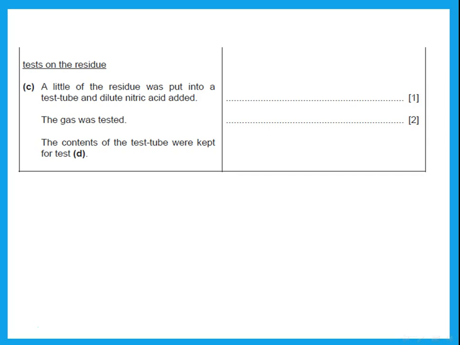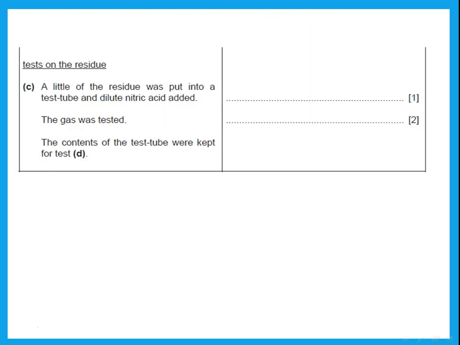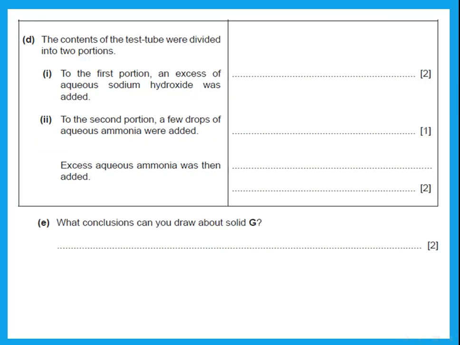Okay, test on the residue. Now the residue, I'm going back again and seeing the residue was copper carbonate, right? Yes, the residue was copper carbonate. So a little of the residue was put into a test tube and dilute nitric acid was added. If I add dilute nitric acid to a carbonate, I should get bubbles of gas that turn lime water milky. And the contents of the test tube were kept for test D.